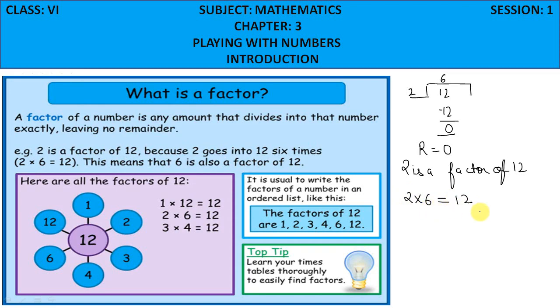That means if we divide 12 by 6, in that case also what will our remainder be? 0. This means 6 is also a factor of 12. So here are all the factors of 12. 1 into 12 is 12. 2 into 6 is 12. 3 into 4 is also 12. So we can say that the factors of 12 are 1, 2, 3, 4, 6 and 12.